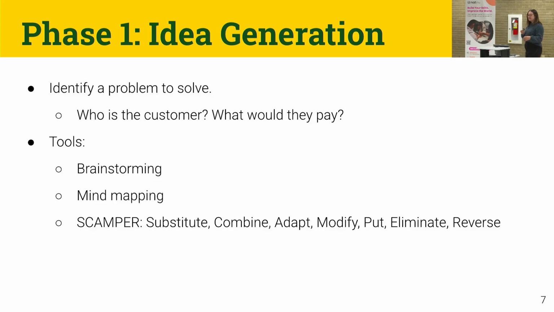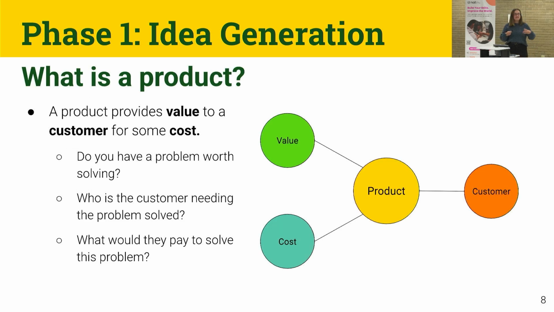So there's lots of different ways you can come up with your idea. I'm sure you've heard of them. We won't really talk about them too much, but we'll go into what is a product. A product is something that provides value to a customer for some cost. So with those same questions again, for your product to provide value, do you have a problem worth solving? With your customer, does the customer want that problem to be solved? Is there a need for that? And as well with cost, what would they pay to have that problem solved?